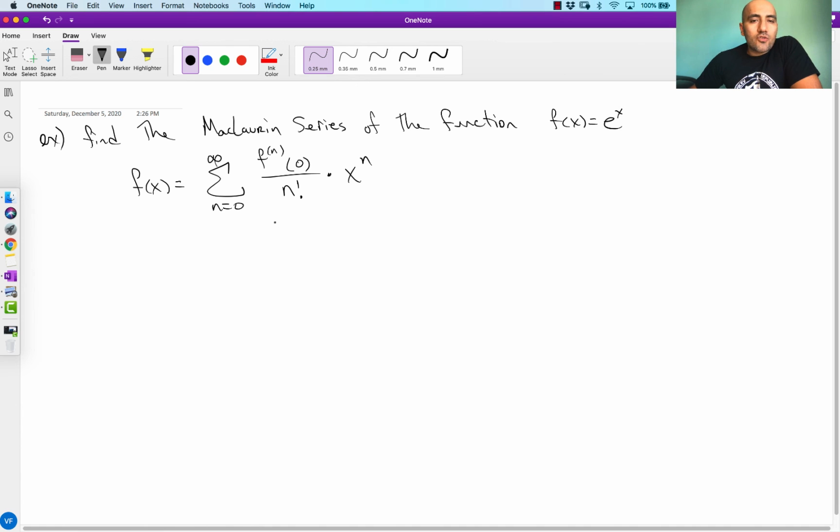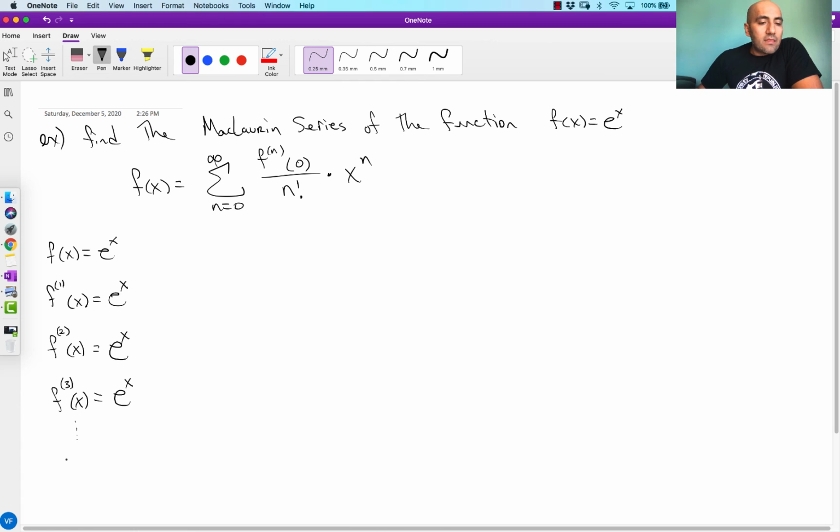Okay, so we need derivatives. Let's start thinking about derivatives of the function. So we have the original function, f of x equals e to the x. And then we're going to take the first derivative, and that's going to be equal to e to the x. And then we're going to take the second derivative, and well, that's also going to be equal to e to the x, right? e to the x has that special property where no matter how many times we take the derivative, it equals itself, right? That's the special property of this.